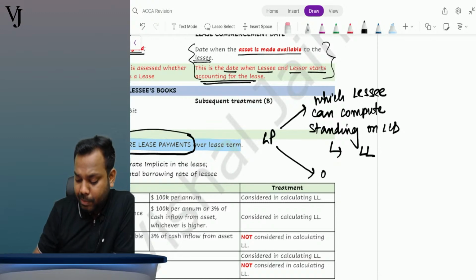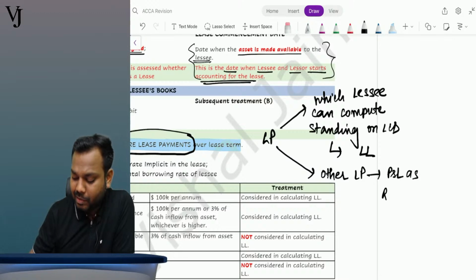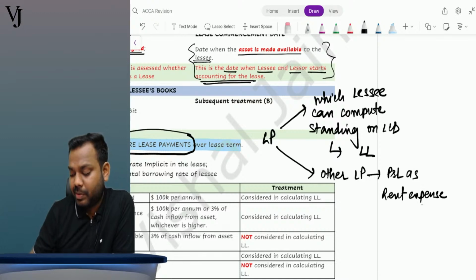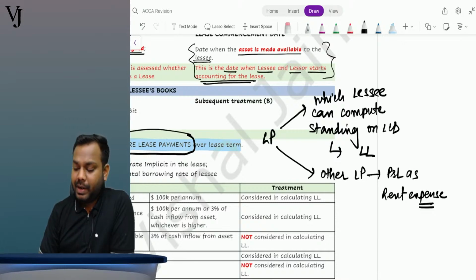What about other lease payments? They will be recognized in P&L as rent expense. Is that clear to all of you?